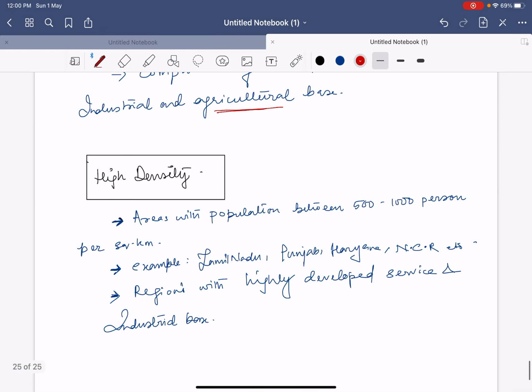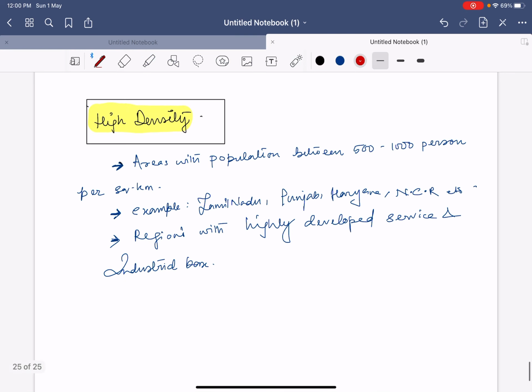Next is your high density. The high density area is classified with population between 500 to 1000 persons per square kilometer. Examples: Tamil Nadu, Punjab, Haryana, and NCR. Now, these regions have highly developed services, and they have an industrial base as well. Service and industrial base means that these are the regions where people actually come to seek jobs, and that's the very reason that the population is not just their own but belongs to outside of the state.